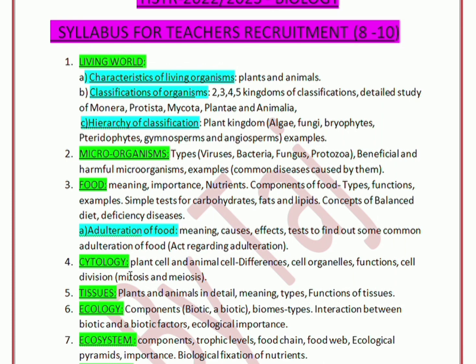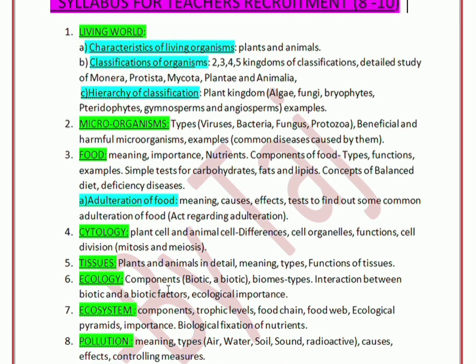Next, coming to the fourth chapter, that is cytology. In that cytology, about the plant cell and animal cell, detailed information you have to read along with the differences, cell organelles, functions, cell divisions. In that, mitosis and meiosis you have to learn in this fourth chapter.